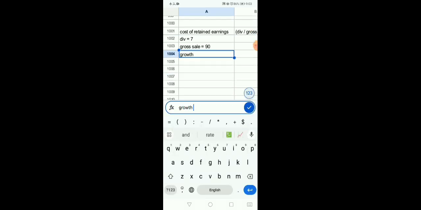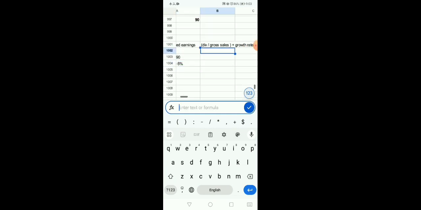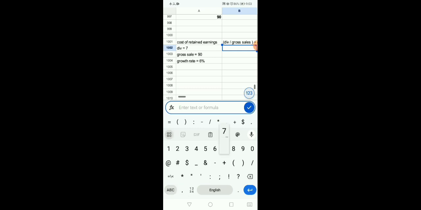Now we are looking for the growth rate, and here you can see a growing annual rate of 6%. So the last thing which we needed was growth rate, and it is given as 6%. Okay, so we are free to put these things in our formula. The formula was dividend, which is 7, divided by gross sale, which is 90. Next you put brackets, get the answer of the bracket, and add growth rate 6%. 6% means 6 divided by 100, which means 0.06.